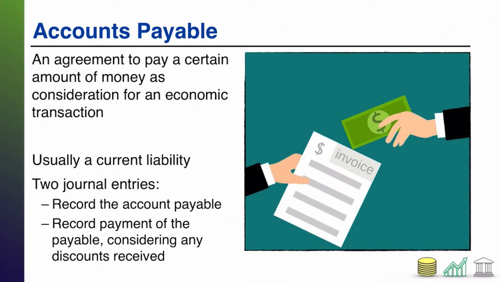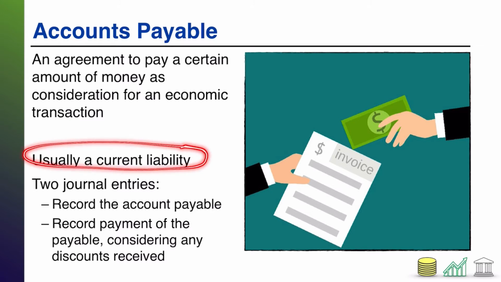So what exactly is an account payable? Well, it's an agreement between a supplier and a customer. For the customer, in this case, you, if you're the one recording the account payable, to pay a certain amount of money as consideration for some sort of economic transaction. So supplier provides something to you. Maybe it's an object, maybe it's a service. You agree to pay them. You're not paying them on the spot. You agree to pay them later.